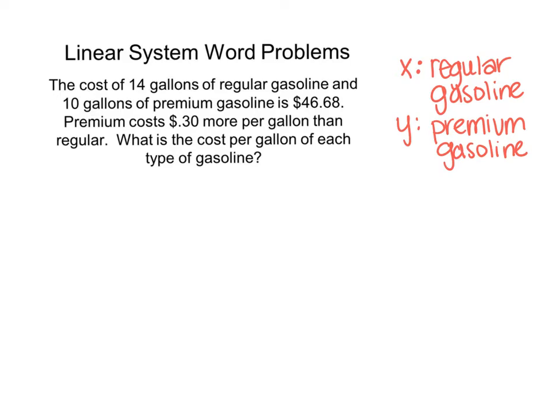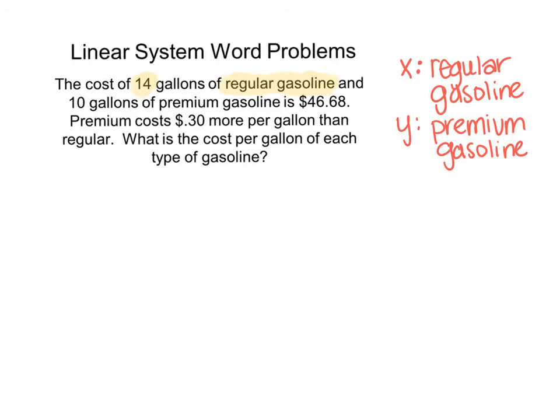If I read through the first sentence, the cost of 14 gallons of regular gasoline and 10 gallons of premium gasoline is $46.68. That's going to be our first equation. Okay, I highlighted 14 gallons goes with regular gasoline. Well, regular gasoline is the variable X, therefore 14 is going to go with our X.